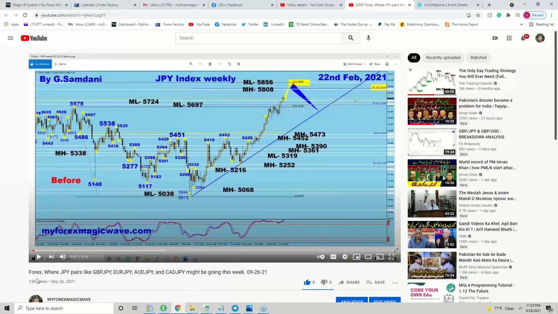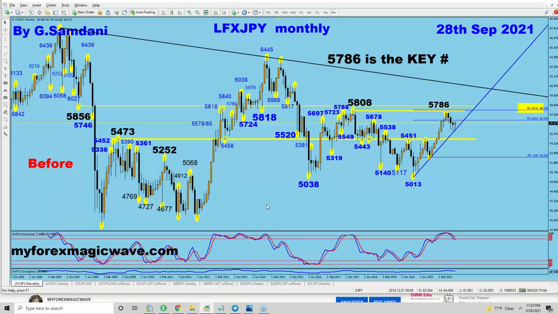Okay, so see, there's Forex where yen pairs like pound yen, euro yen, Aussie yen, and CAD yen might be going this week. So what happened to that? Let's go over it one by one. So this is the chart I showed, the yen index monthly chart, right? And I said that it's bouncing and going up.